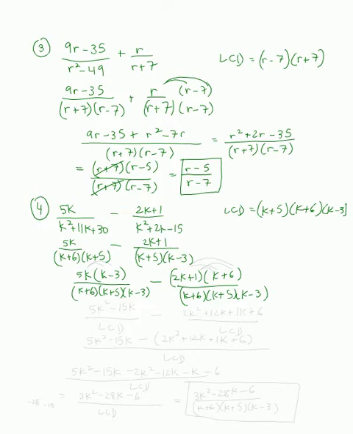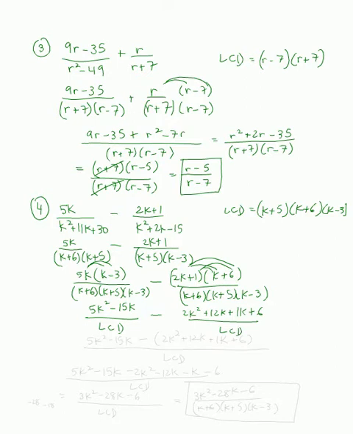Now what? Well, it's getting annoying to rewrite that LCD every time, right? So I'm just going to save time and write LCD on the next step. 5k times k is 5k squared. 5k times negative 3 is negative 15k. Minus, and then we have 2k times k is 2k squared, and then positive 12k, and then positive 1k, and then positive 6.